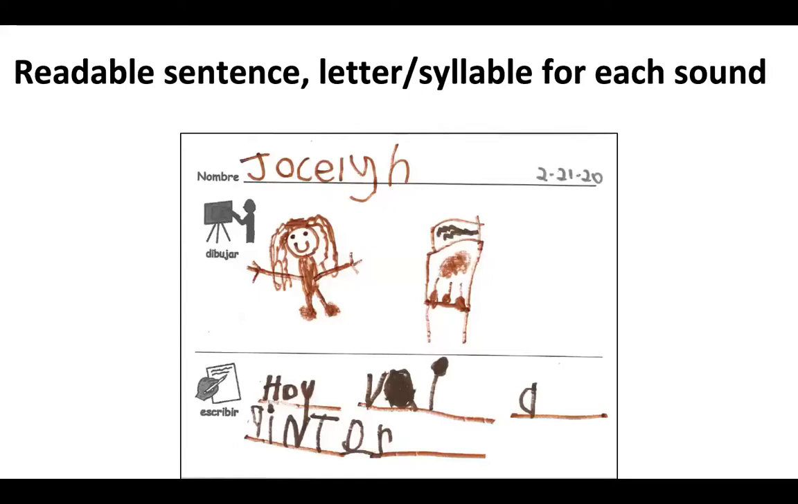So this is Jocelyn, and now she's got a readable sentence and a letter and a syllable for every sound. So she's got "hoy voy a pintor." So she's got a nice detailed drawing, and you'll start to see this. When they have detailed drawings, they're going to be having a lot more success with writing. So it's the developmental stage.